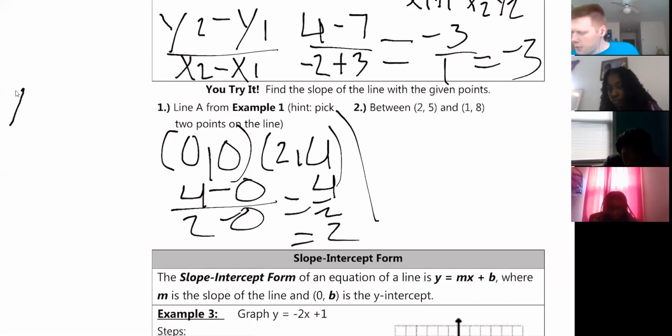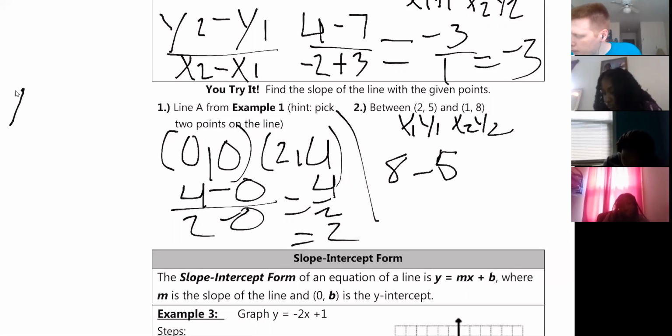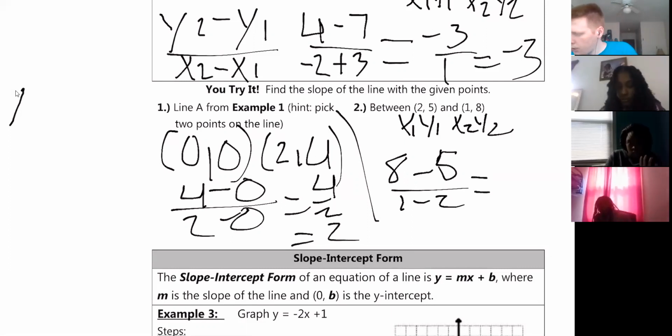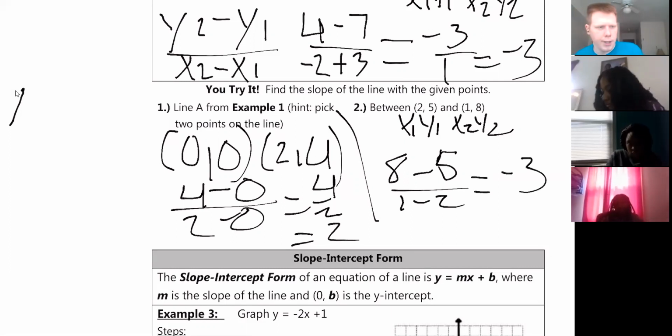What about example 2? Anyone get a chance to try that? So if you plug in your values, good. Michaela got it. Bria got it. You should get -3.